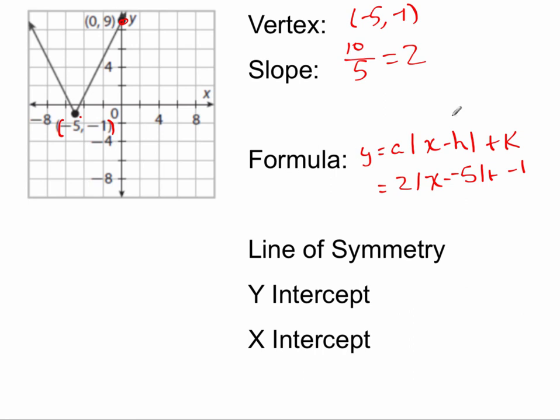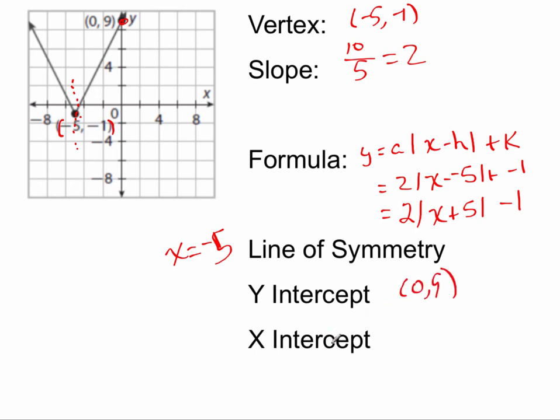So let me simplify this a little bit. This is going to be 2 times the absolute value of x plus 5 minus 1. The line of symmetry is right here, and it's located at x equals -1. Oh, excuse me, x equals -5. Sorry about that. The y-intercept is actually from the graph, and that's at (0, 9).